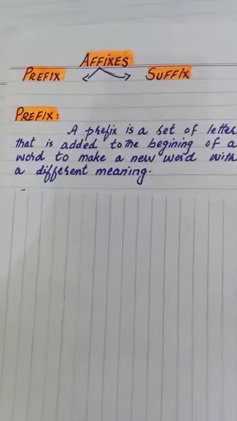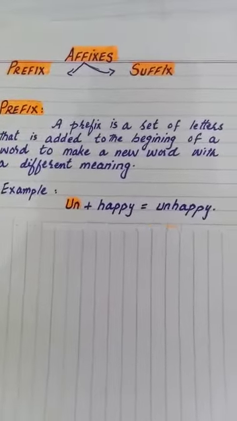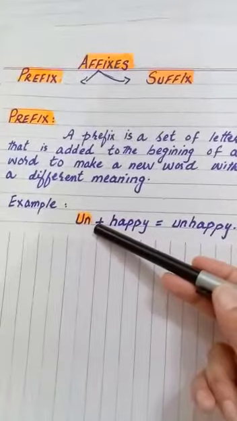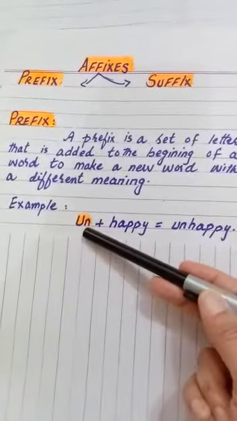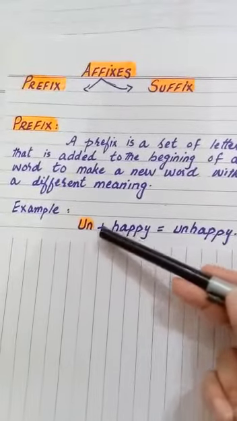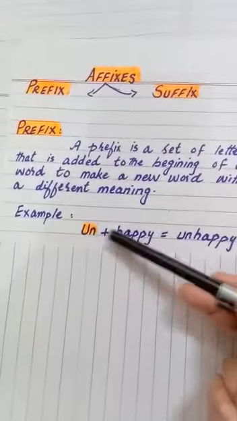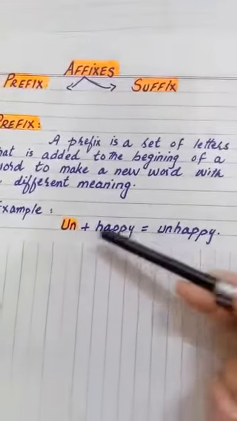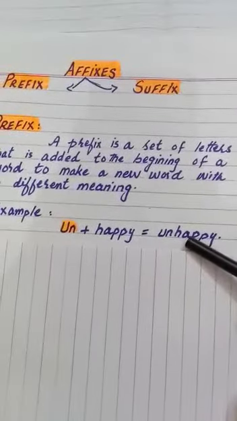And here the example is happy. Happy is a word, and un is prefix because it is coming before the word. This is called prefix because this is coming before. Pre means before the word. Un, prefix, happy, word, and unhappy is a new word.